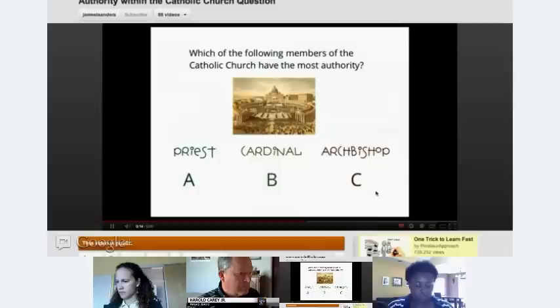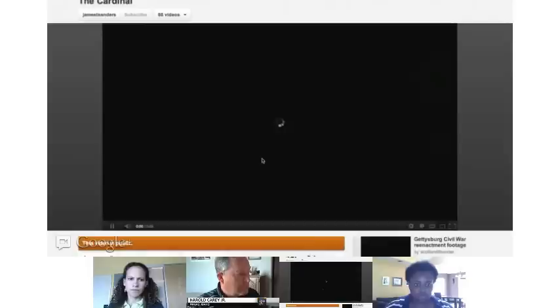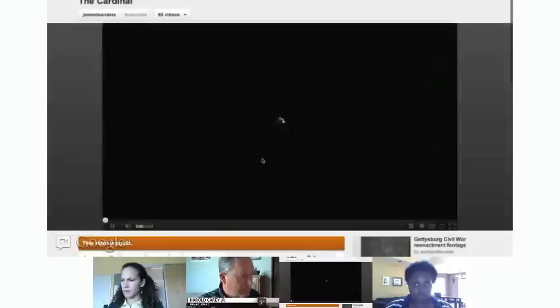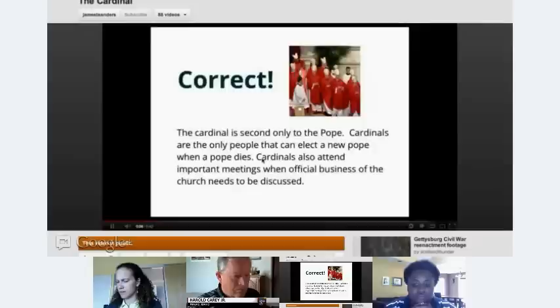And so now you can click on one of these different things, and it'll take you to a page telling them whether correct or incorrect. So the cardinal does have more authority than the archbishop. That's correct. The cardinal is second only to the pope. Cardinals are the only people that can elect a new pope when one dies.